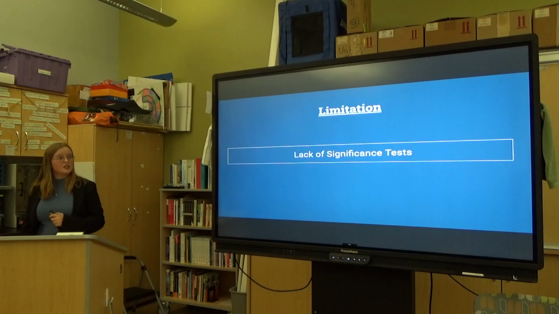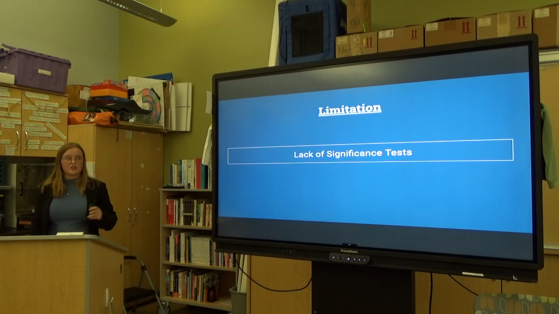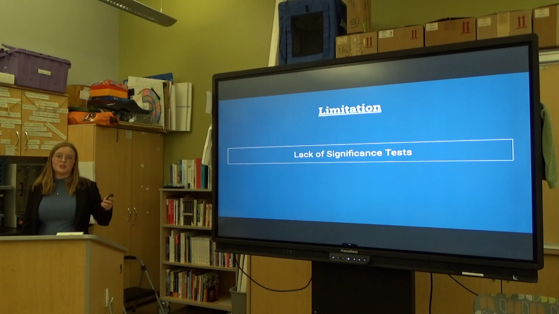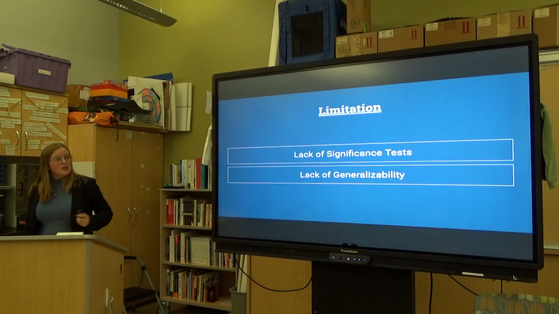Some of my limitations are the lack of significance tests, as the numbers are open to interpretation. My percentages, while they do show kind of a disparity or a non-disparity, do not show significance, as it is open to interpretation whether you believe the 66% and other values are significant or not. Additionally, there is the lack of generalizability, as I only focused on strong Allee effects, so weak Allee effects are not included.